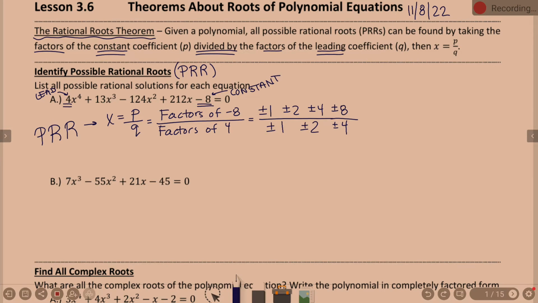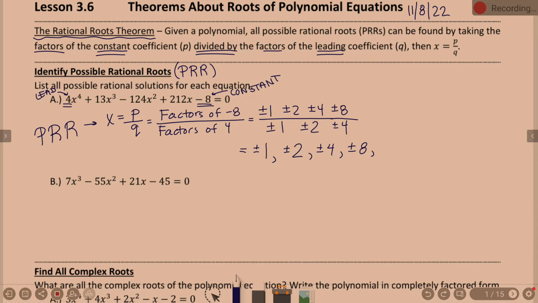Or you can do it the other way around. The key is to match up every numerator option with every denominator option. So when I go through and do that, 1 over 1 is going to be what? 1, still plus or minus. 2 over 1 is plus or minus 2. 4 over 1, plus or minus 4, and 8 over 1, plus or minus 8.